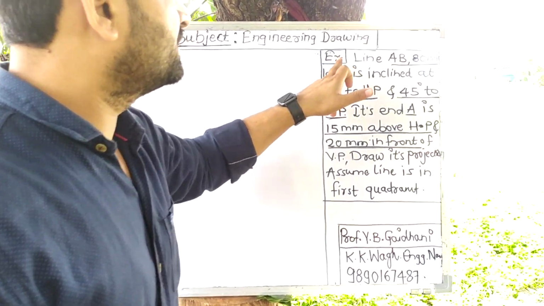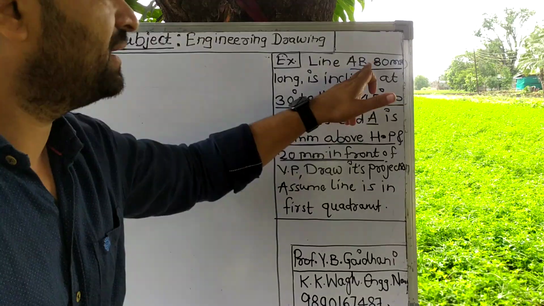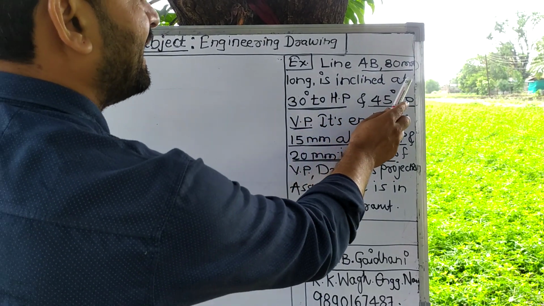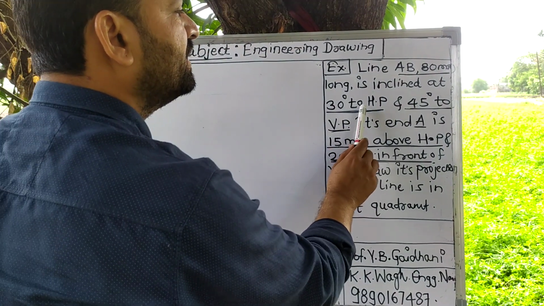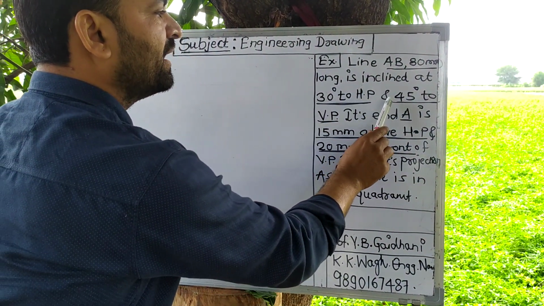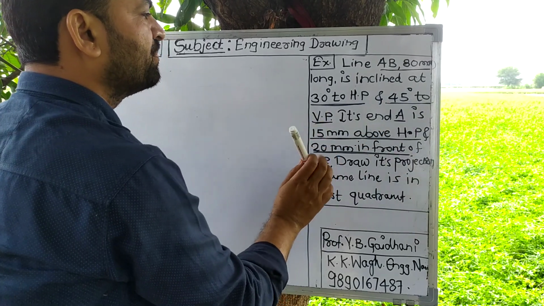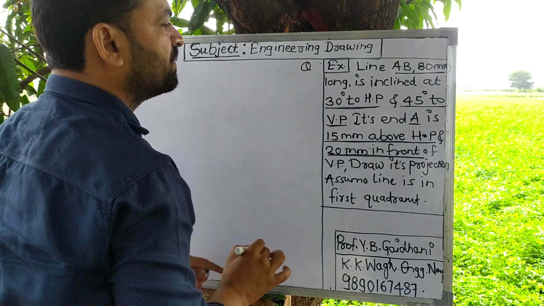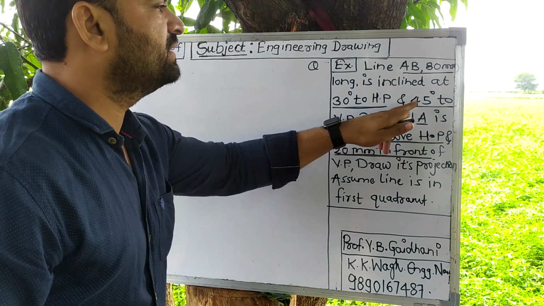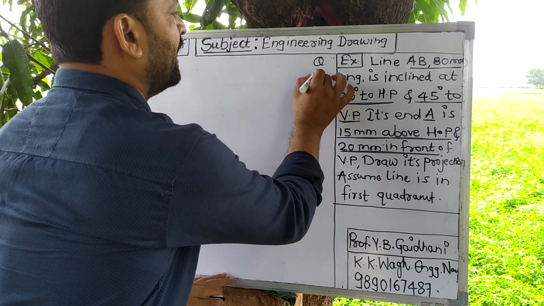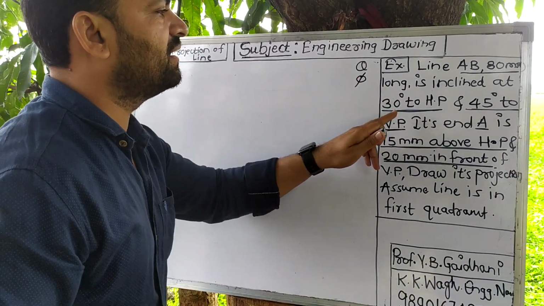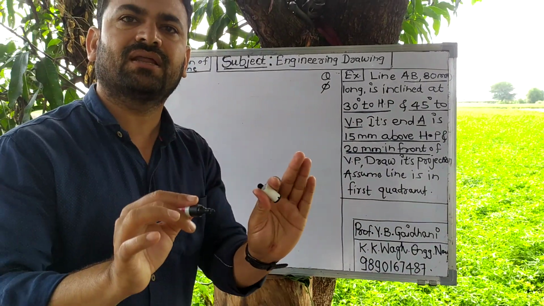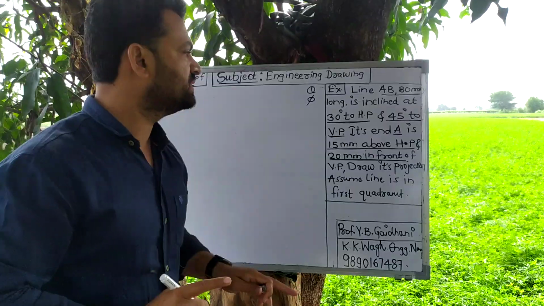Example: line AB, 80 mm long, is inclined at 30 degrees to HP, the horizontal plane, and 45 degrees to VP. Theta is the inclination of the line with HP, that is 30 degrees, and it is inclined 45 degrees to VP, phi, the inclination of the line with VP. Here the line is at a time inclined to both planes, the vertical plane as well as the horizontal plane.